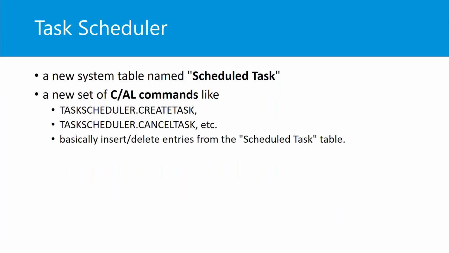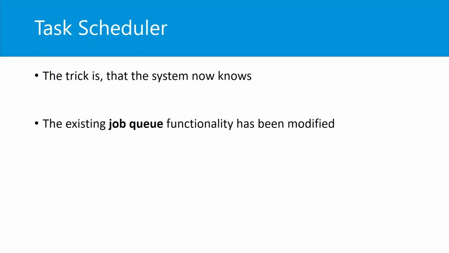Behind the scenes now there is a new table called scheduled task. Basically you do inserts and deletes in that table to create new scheduled tasks. You can manage that via AL code, and that's the most interesting part. There is a new object available, task scheduler, with some new functions that we can make use of.